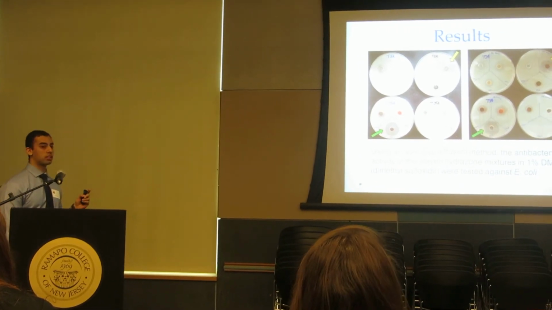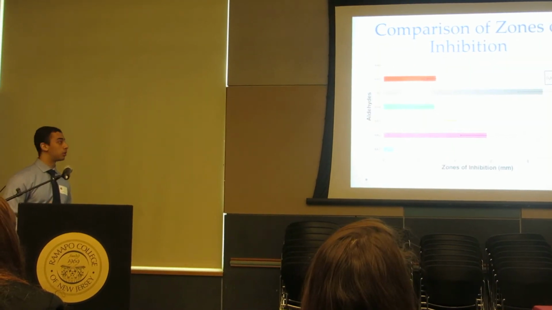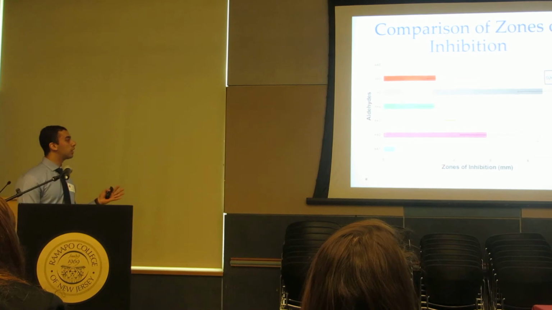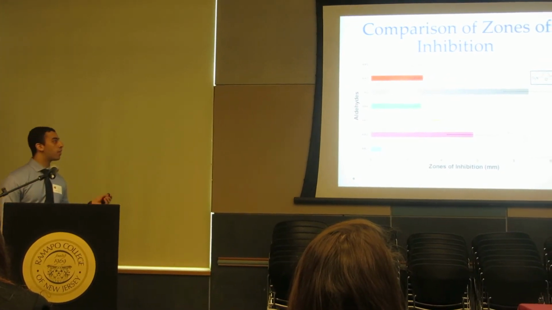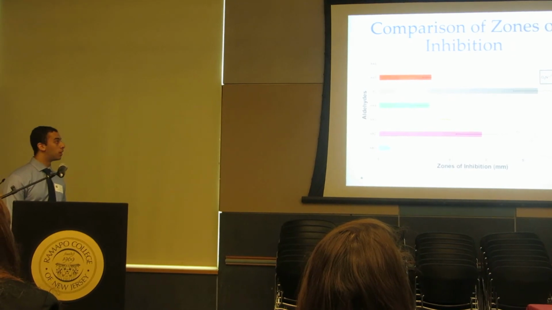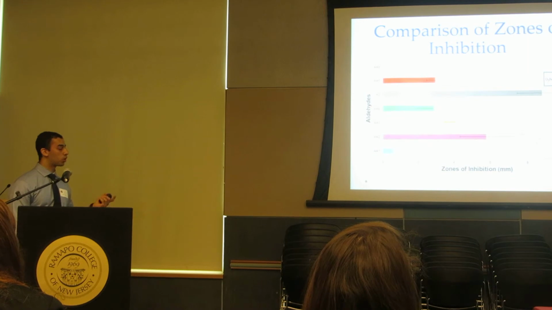So you clearly see that some of these mixtures were much more effective than some of the other compounds that we studied. So I think this is a really nice graph that shows all the aldehydes that we studied this year and their corresponding zones of inhibition. And this is 5-nitro-2-furaldehyde, which was our most active aldehyde with close to 9 millimeters.